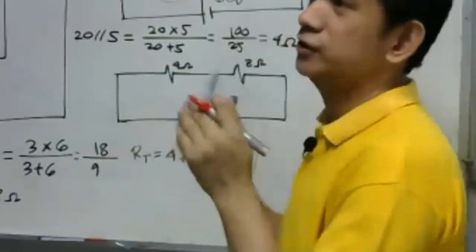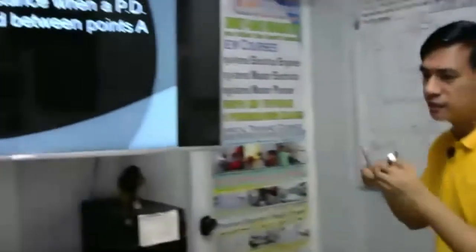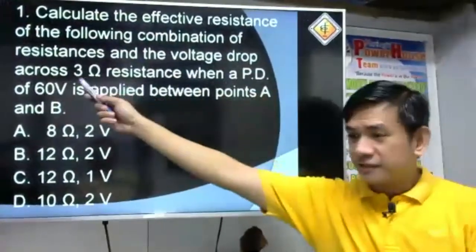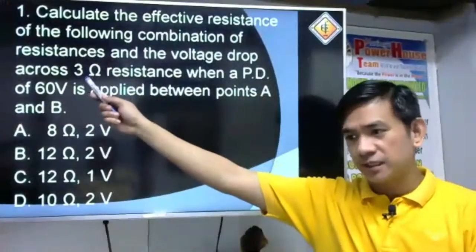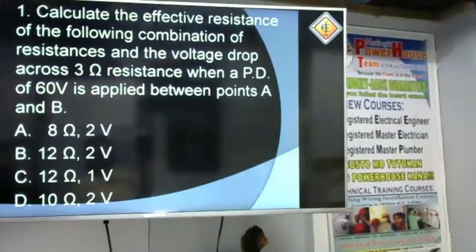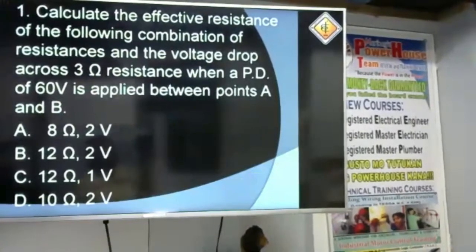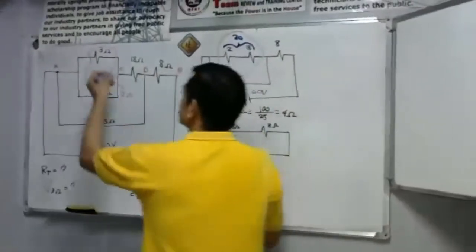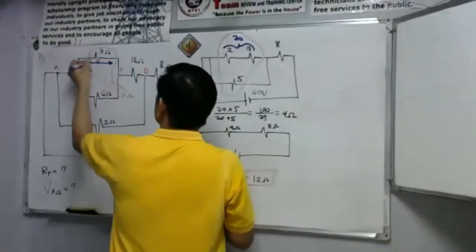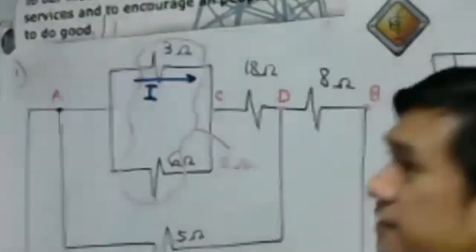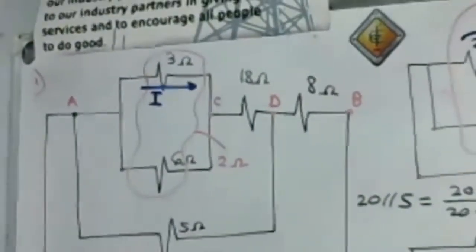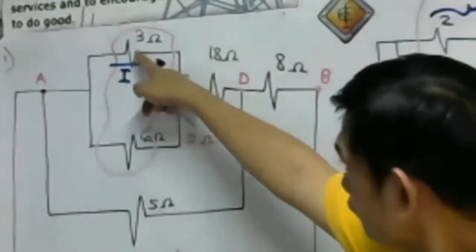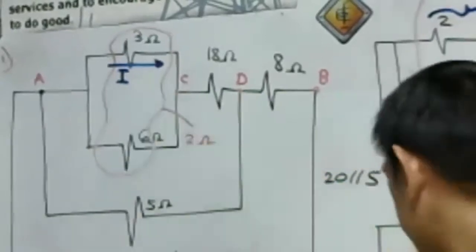Then there is another question. What is the other question? Take a look again. We have the voltage drop across the 3 ohm resistance. Here, the 3 ohm resistance. So we have to find the current flowing in the 3 ohm resistance. Let's say this is current I. We're asked to find the voltage drop across this. Let us find I.